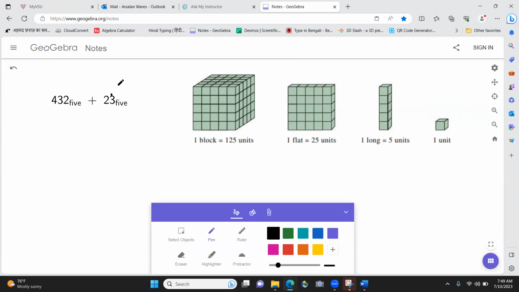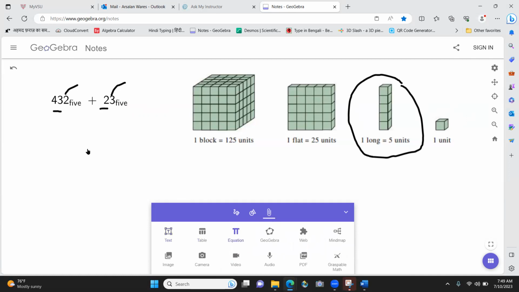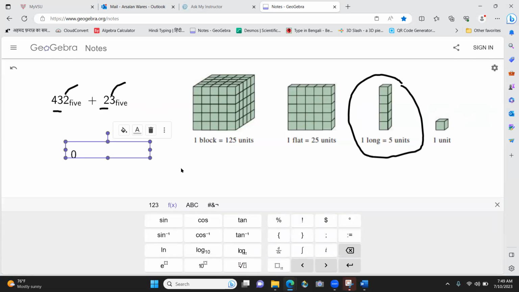So I have this and this. That means I have 5 of this. All right, 5 of these will be traded for this. Now look at this. I have 2 rods or longs. I have 3 rods. 3 plus 2 is 5, and I have 1 extra one. I have 6 altogether. Since I have 6, I'll leave 1 here and take 1 rod and give it to my 4.